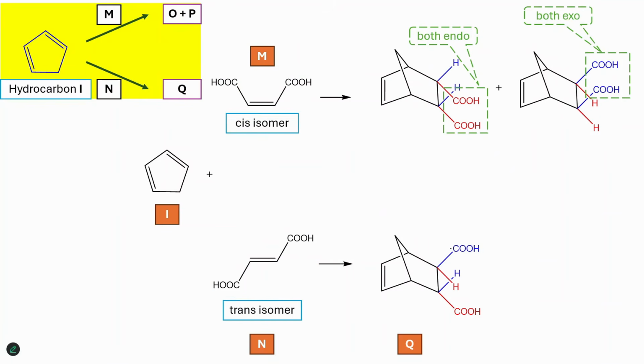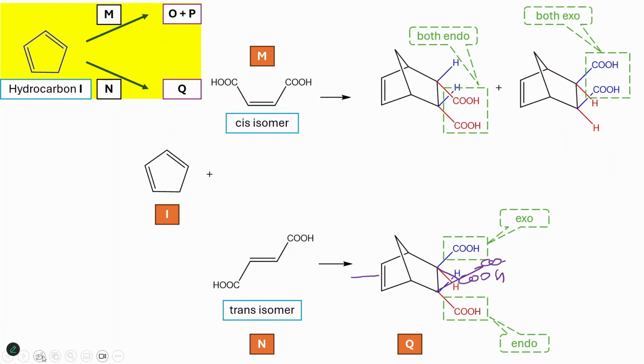With the trans isomer, you get just one of them exo and one of them endo. It doesn't matter. You don't have another case, because if you just put endo here and exo here, the opposite, it's still the same. So you don't have two different compounds. So when you use the trans isomer, you only get one.